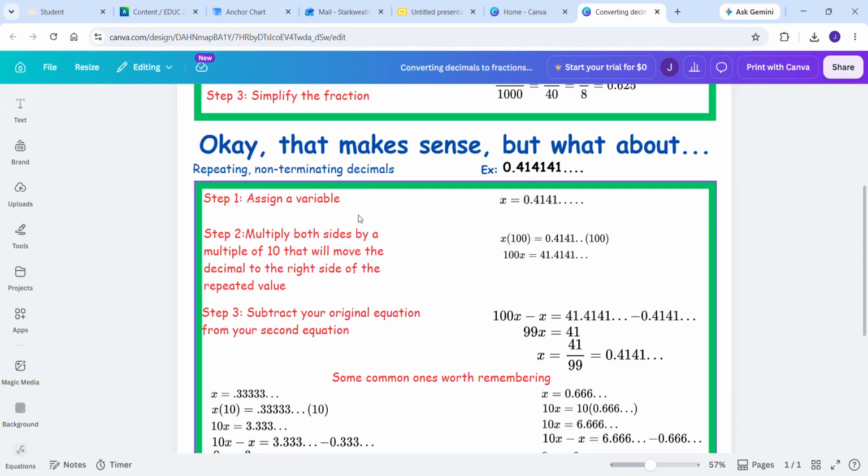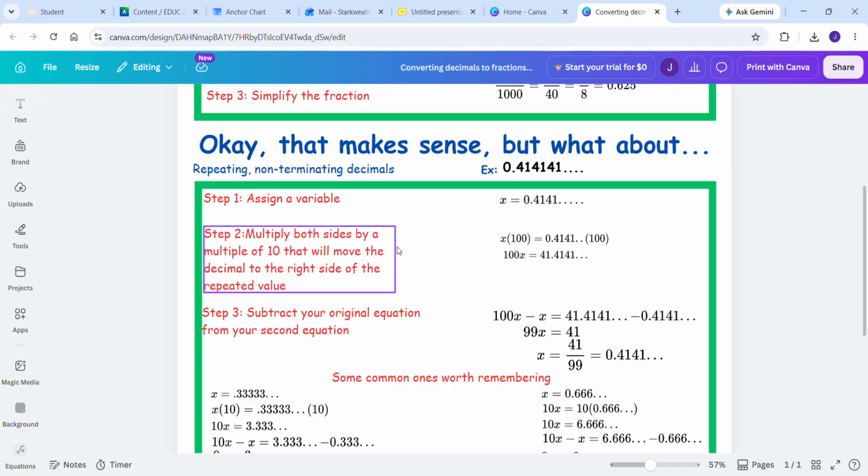So the next part I did was repeating non-terminating decimals. The example I'm going to be using is 0.414141 repeating. The first step here, I chose to do the algebraic route. So you would assign a variable: x equals your decimal.